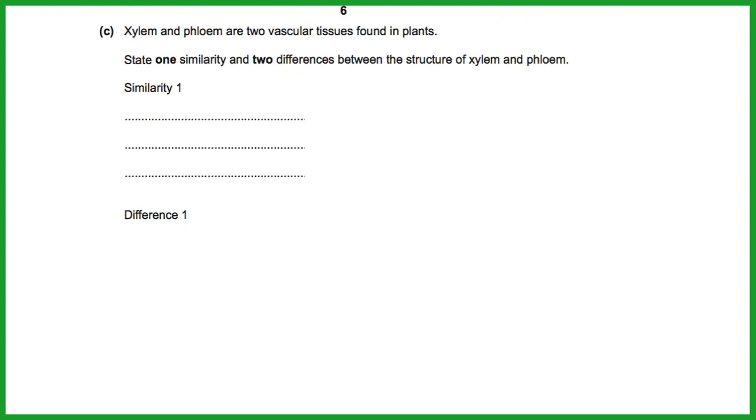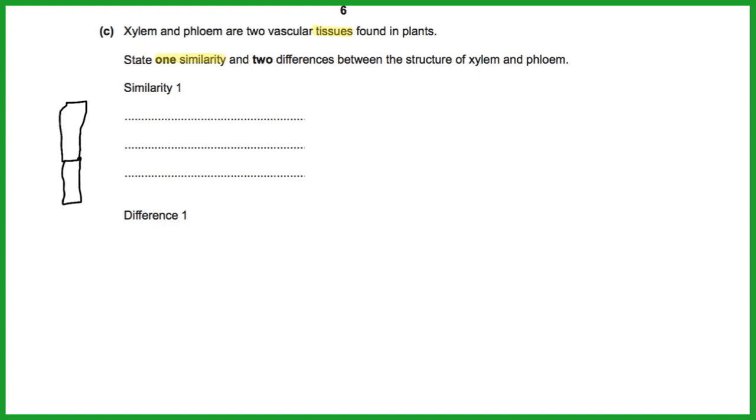Xylem and phloem are two vascular tissues found in plants. So state one similarity and two differences between the structure of xylem and phloem. So similarity, you need to say that they both are something, or they both have something. So something you might consider is that they both consist of cells which are stacked on top of themselves. Another similarity you might consider is that neither of them have a nucleus. There's a nucleus in the phloem companion cells, but not in the sieve tube elements.